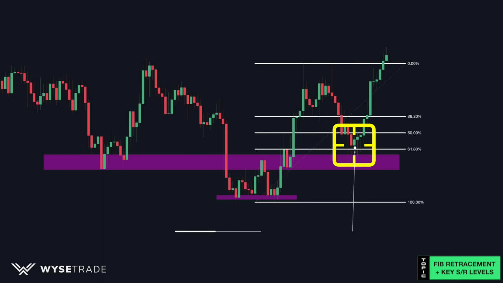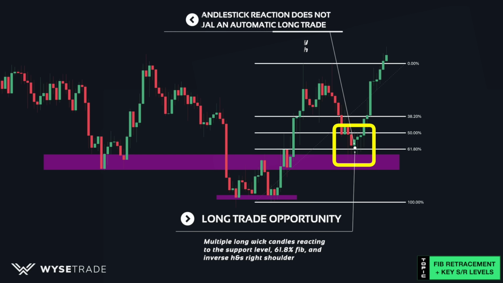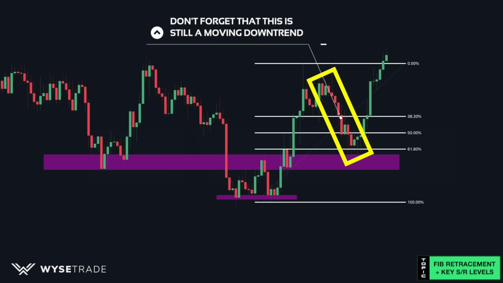Once price reached the area, you had multiple very long wick candles reacting to the Fib level and support level, which presented a long trade opportunity. Now, a reaction does not equal a trade, as price can stall at the area and still continue downwards, because don't forget that this is still a currently moving downtrend.